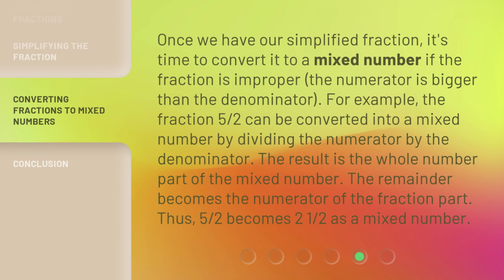Once we have our simplified fraction, it's time to convert it to a mixed number if the fraction is improper. The numerator is bigger than the denominator. For example, the fraction 5/2 can be converted into a mixed number by dividing the numerator by the denominator. The result is the whole number part of the mixed number. The remainder becomes the numerator of the fraction part. Thus, 5/2 becomes 2 1/2 as a mixed number.